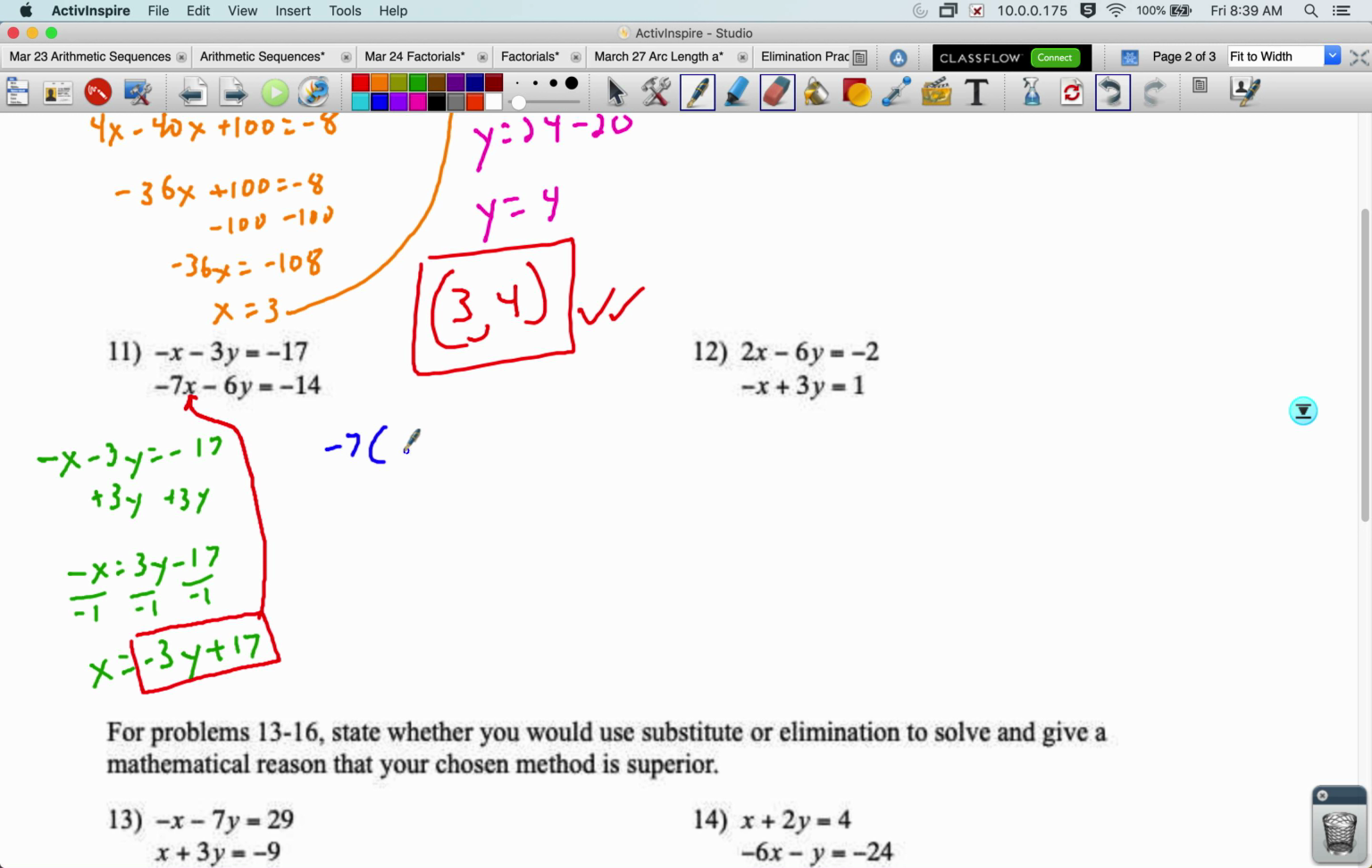Now I'll get negative 7 times negative 3y plus 17, minus 6y equals negative 14. So this is our second equation, but the x has been replaced by this expression here. Now let's solve for y. Distribute in the 7, we'll get 21y, 7 times 17, negative 119, minus 6y equals negative 14.